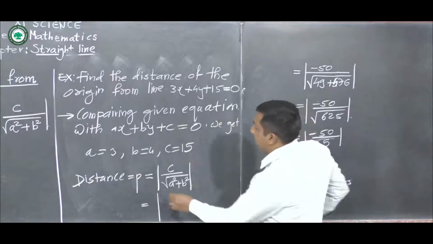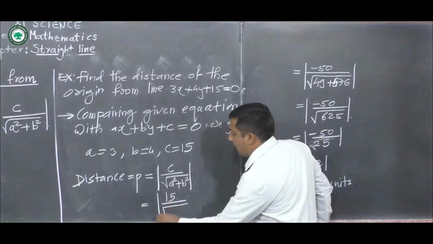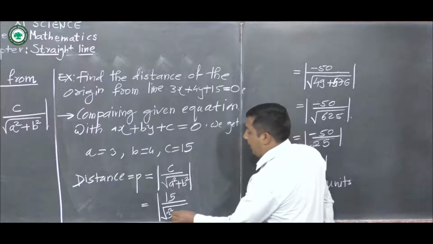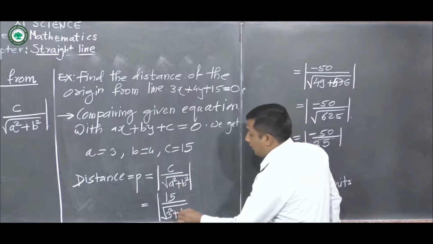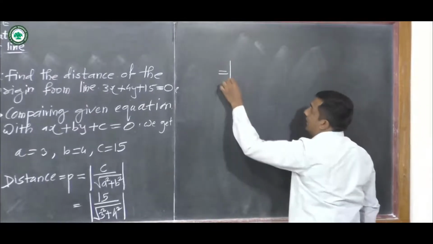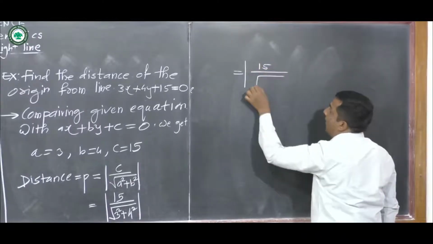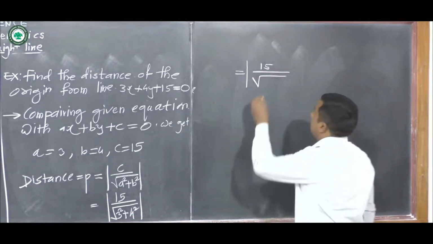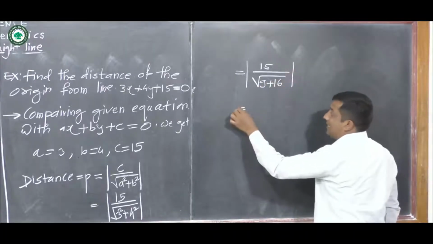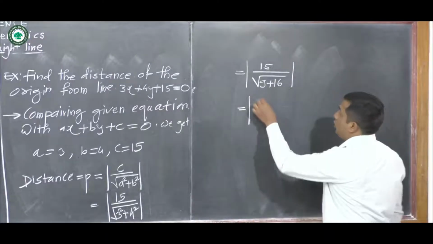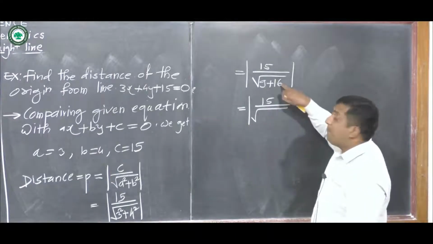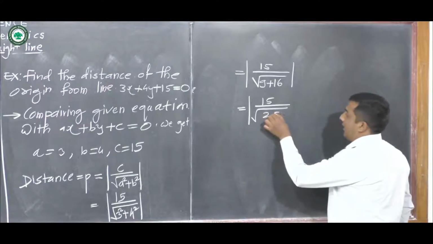So here we know c is 15. This divided by inside the square root. Firstly we have a square. A square means 3 square. Then plus b square means 4 square. Then this is equal to inside the mod 15 upon square root of, we know 3 square is 9 plus 4 square is 16, and this is equal to inside the mod, in numerator 15 as it is, divided by inside the square root 9 plus 16. 9 plus 16 is 25.